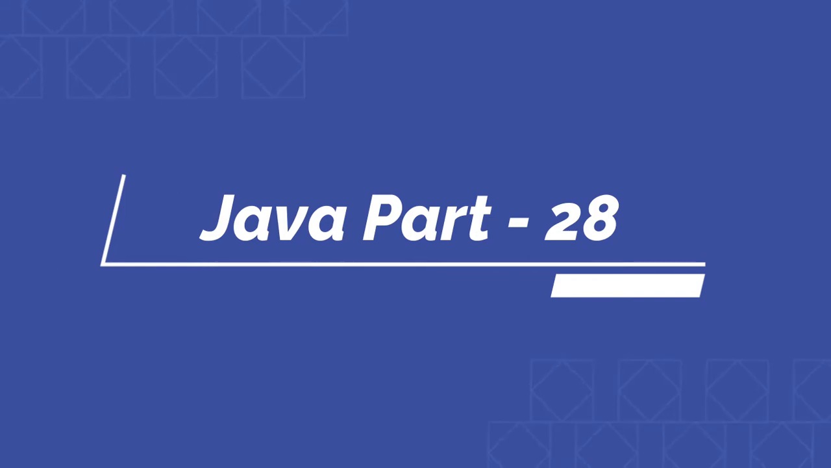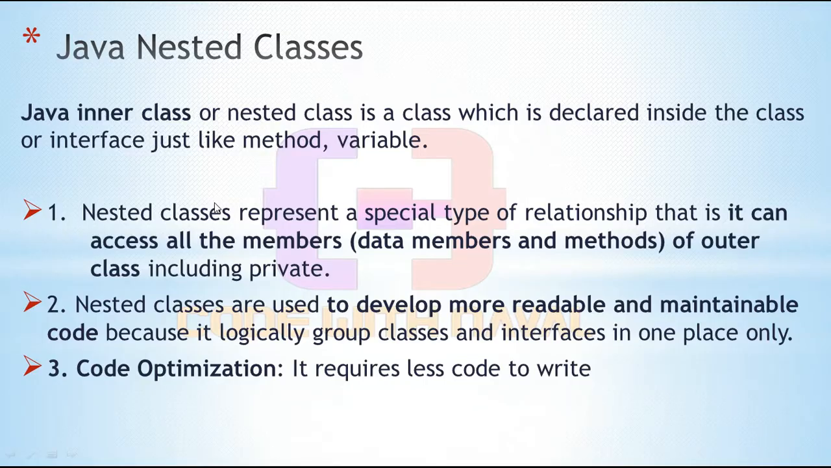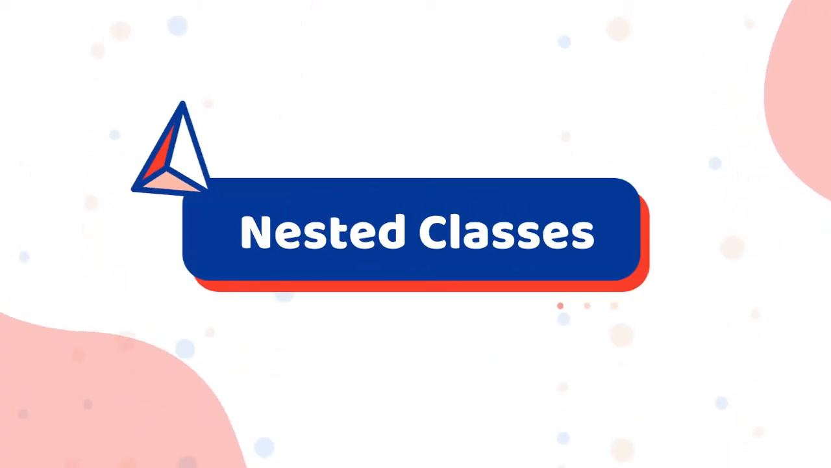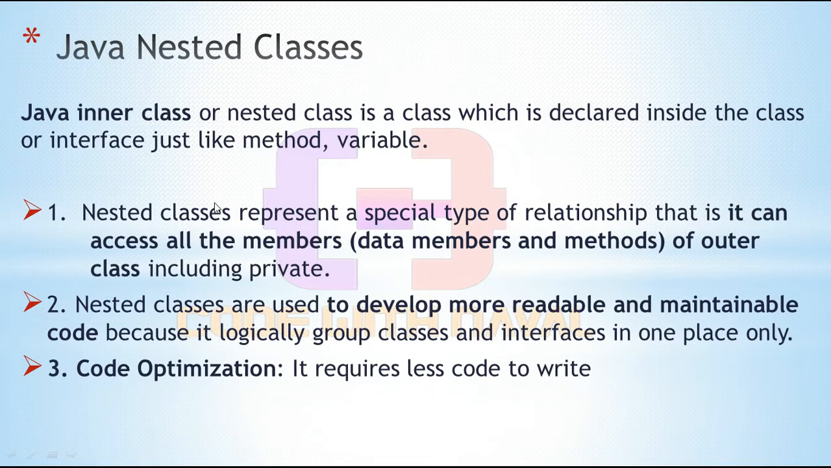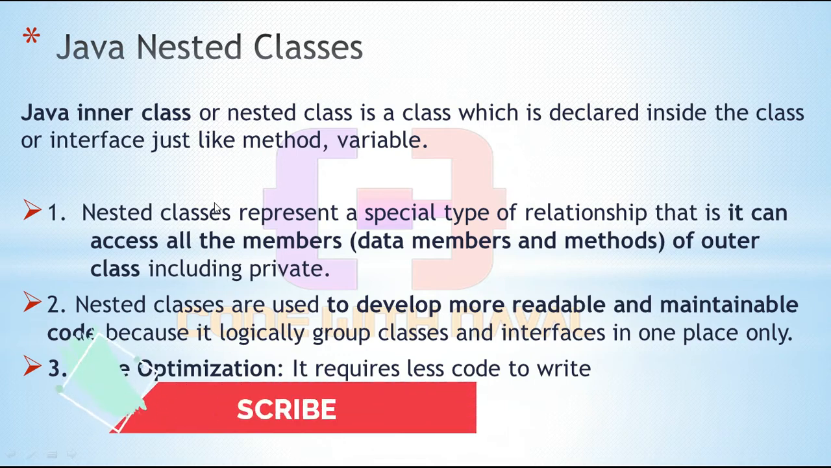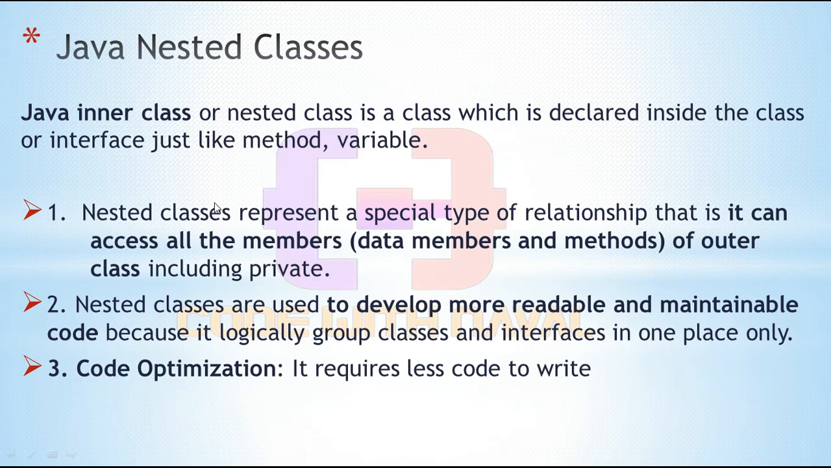In the last video we saw access modifiers. In this video we are going to discuss nested classes. An inner class or a nested class is a class which is declared inside a class or an interface, just like a method or variable. Whatever we declare inside a class, just like a method or variable, we can declare inner classes also.